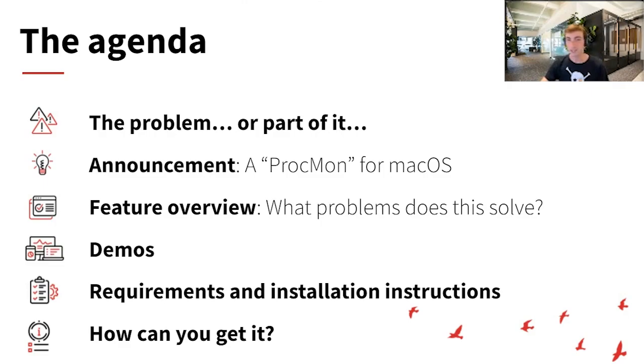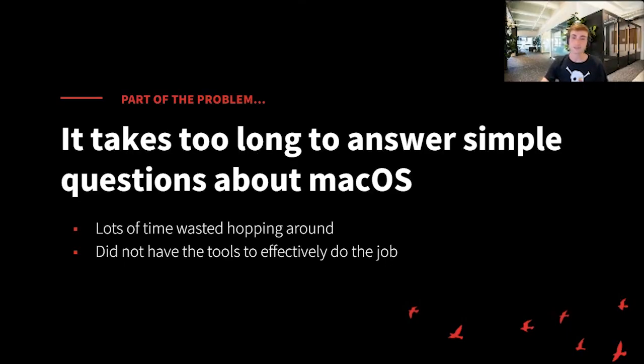So in short, it took us way too long to answer simple questions about macOS visibility. There were a lot of tools that we had to utilize. There was a lot of jumping around we had to do. And in short, what does that really look like? Well, it looks like this.